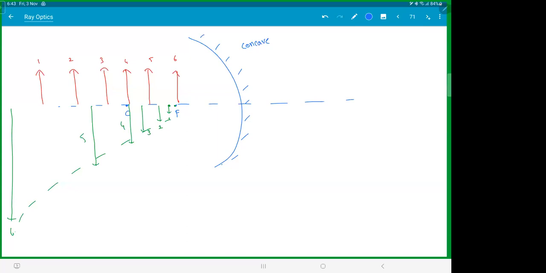Yeah, these are one type of questions where the object is not on the principal axis. So I kept all of them together. You can check it out. The next one.